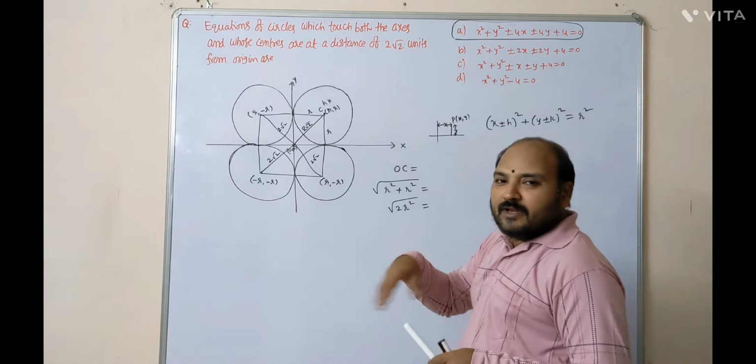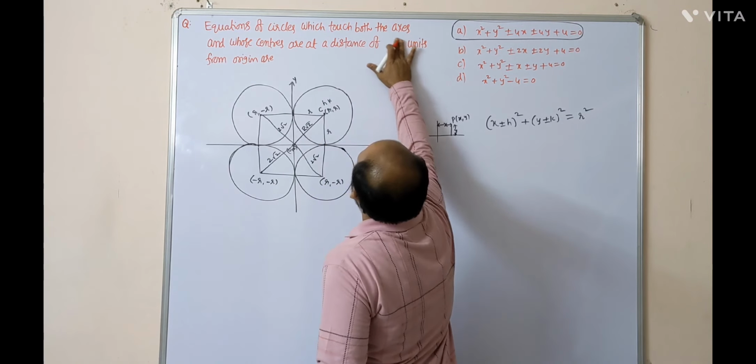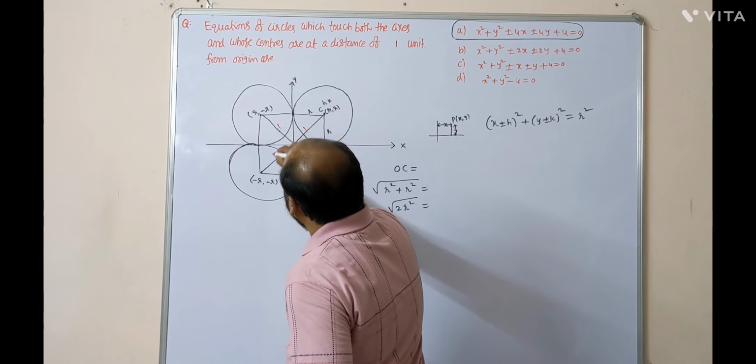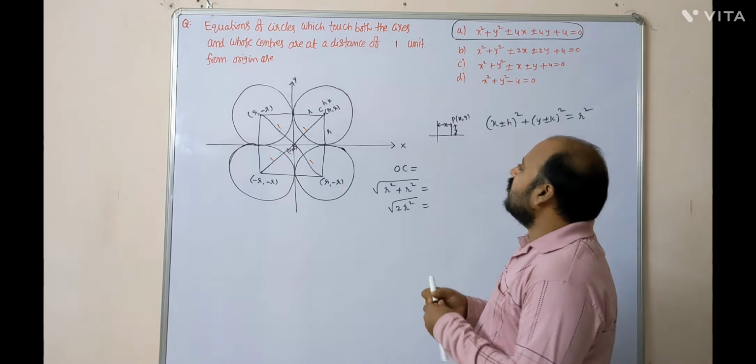Dear students, the next question is also of the same category, but a point at a distance of 1 unit from the origin is given. So from here to here, how many units? Only 1 unit. So OC is equal to 1. The radius is obviously the same, so 2R square is equal to 1. So R square is equal to 1 by 2.